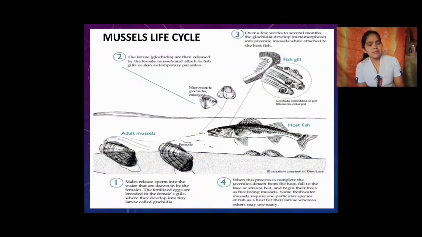Next, mussels' life cycle. Males release sperm into the water that are drawn in by the females. The fertilized eggs are brooded in the female's gills where they develop into tiny larvae called glochidia.